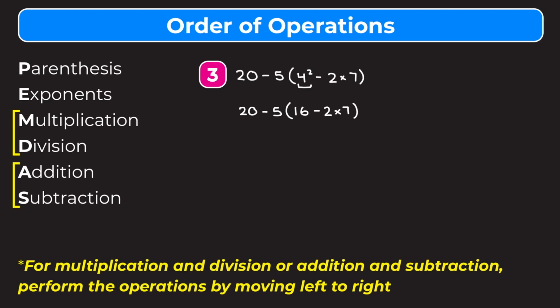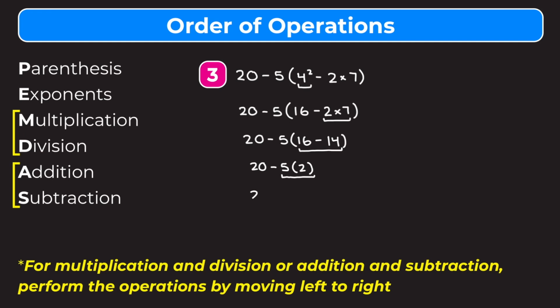And now we still need to fully evaluate what's inside the parentheses before moving on to anything else. So we're down to subtraction and multiplication in our parentheses. So multiplication comes first. So we have 20 minus 5 times, in parentheses, 16 minus 2 times 7 is 14. And now finally we need to finish what's inside the parentheses. So we need to do 16 minus 14. So we're going to keep the 20 minus 5. And 16 minus 14 is 2, and we're going to keep that in parentheses because there's no operation symbol between the 5 and the 2. And now what we have to understand is 5 parentheses 2 is the same as 5 times 2.